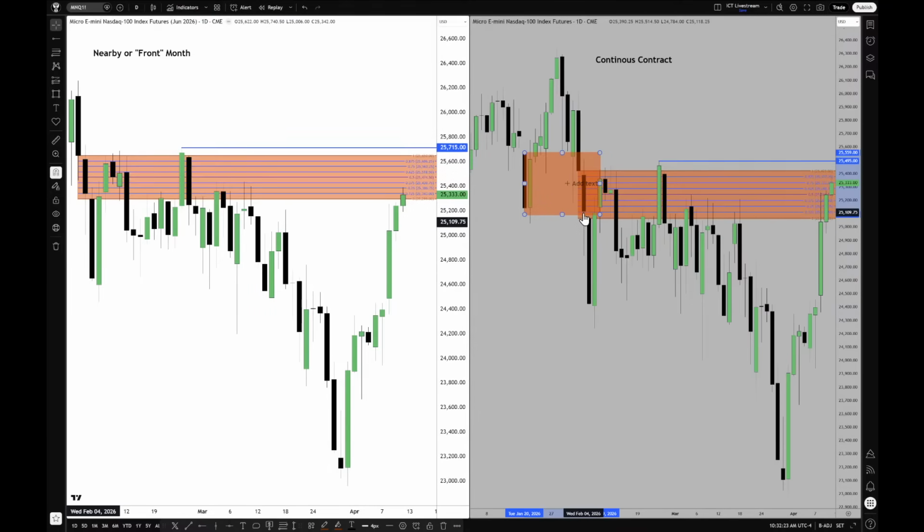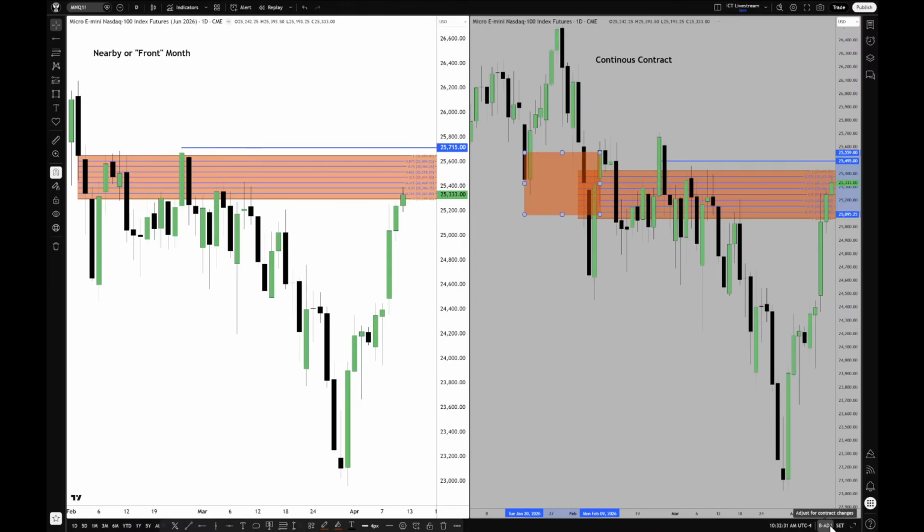So in my mind, I side with this one first, but I'm not just disregarding the other one when it's toggled on, because now the breaker's here and there.